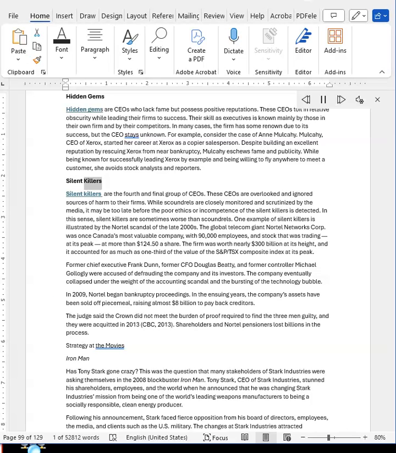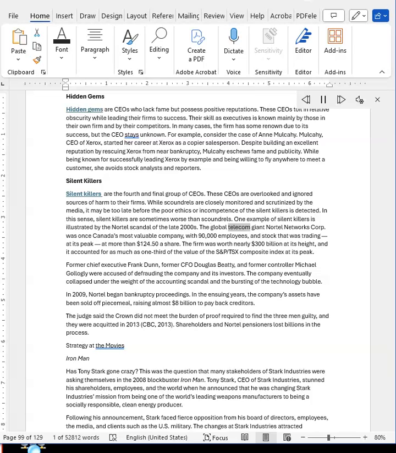Silent killers. Silent killers are the fourth and final group of CEOs. These CEOs are overlooked and ignored sources of harm to their firms. While scoundrels are closely monitored and scrutinized by the media, it may be too late before the poor ethics or incompetence of the silent killers is detected. In this sense, silent killers are sometimes worse than scoundrels. One example of silent killers is illustrated by the Nortel scandal of the late 2000s.